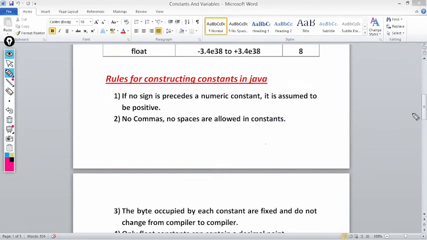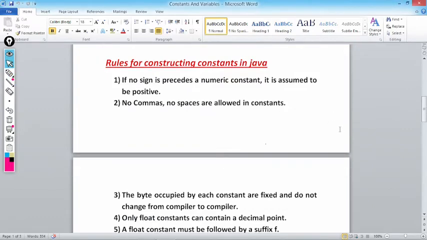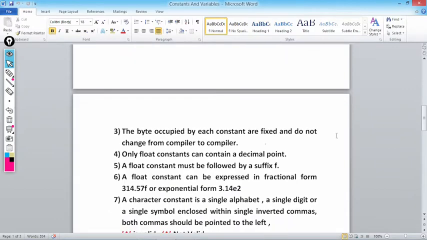Next, the bytes occupied by each constant are fixed and do not change from compiler to compiler. As we know, Java is a platform independent language. The number of bytes a constant takes doesn't vary from compiler to compiler. But if we talk about C and C++, it may vary from compiler to compiler or operating system to operating system. In Java, the bytes occupied by each constant are fixed.